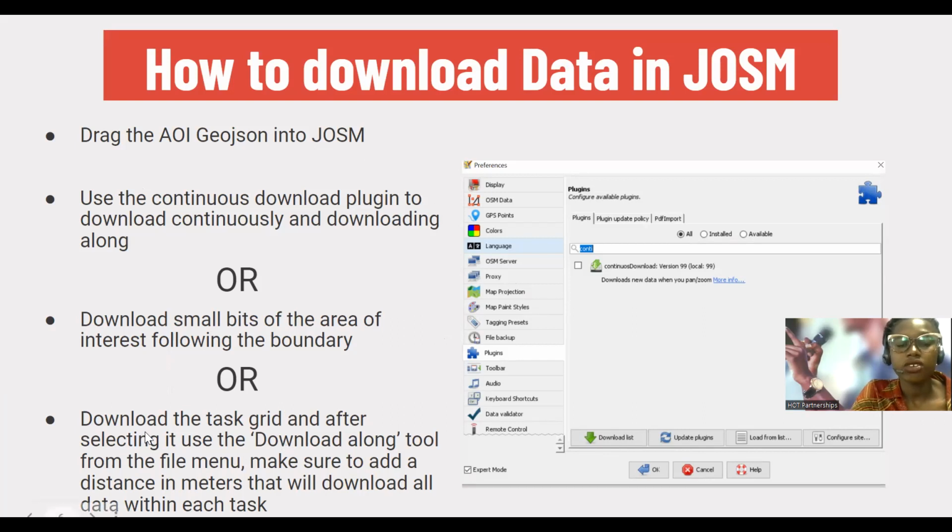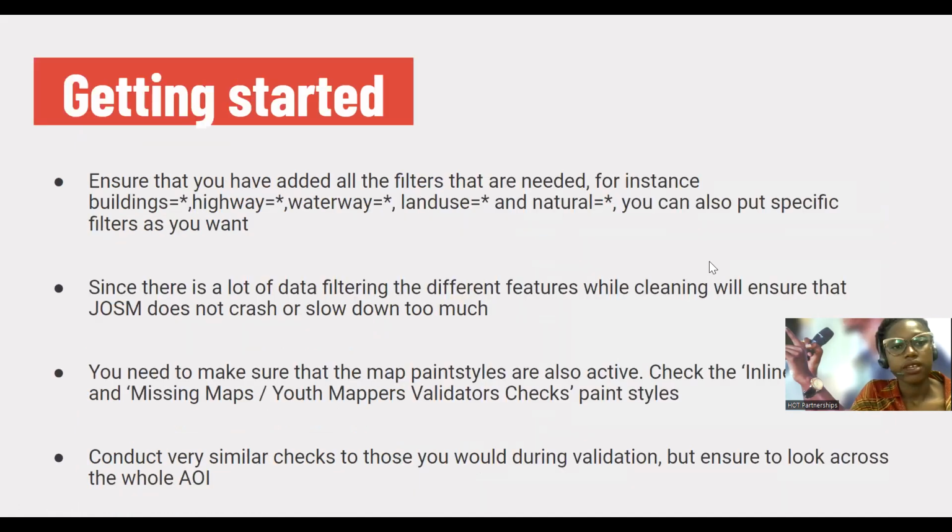You can download the grids, like I mentioned. Instead of downloading the area of interest, you download the grids, and then you use the Download Along tool, and you'll be able to download the data. I'll illustrate how to get the Download Continuous tool when I get there.